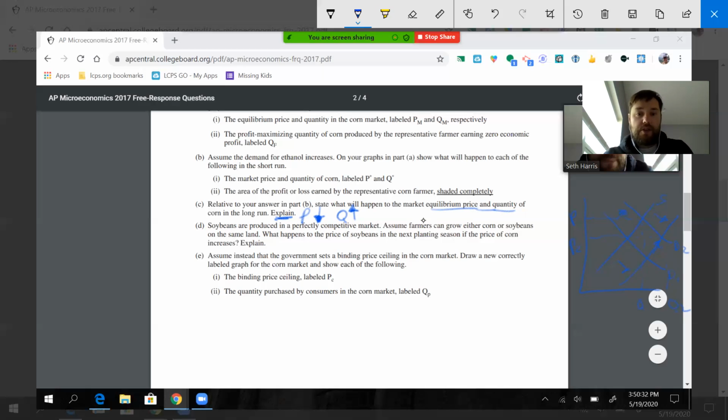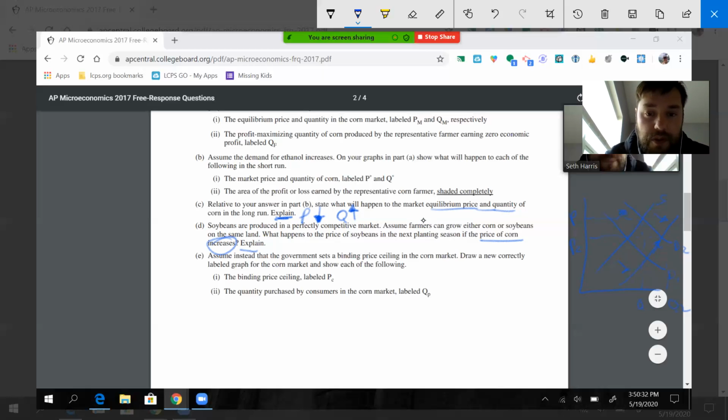Soybeans are produced in a perfectly competitive market. Assume farmers can grow either corn or soybeans on the same land. These are substitutes, right? What happens to the price of soybeans in the next planting season if the price of corn increases? And again, explain. Okay, so this is sort of a logic walk through the economic logic, what's going on here. So we have the price of corn increased, right? So we had that in the first example, in the first graph.